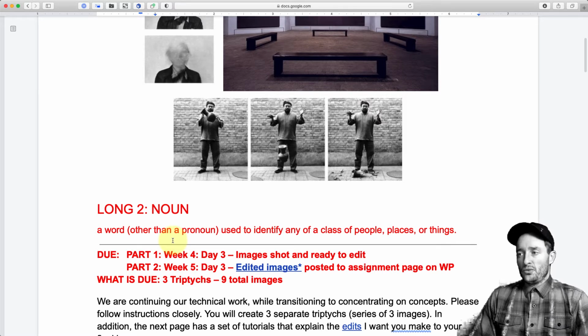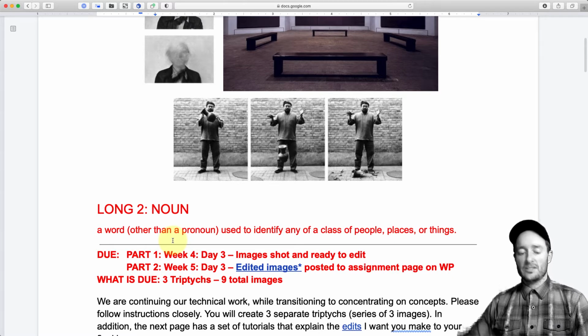Part 1 is going to be due week 4, day 3. That's just your images taken. Just as with our previous assignments, you have to have the images shot. This is one of our long assignments that are in parts. I want the images taken set to a certain deadline so you have enough time to move on to part 2, where you get into the editing of the images, because that takes a fair amount of concentration and time. That's very different from the shooting mode of the assignment. So just keep that in mind.